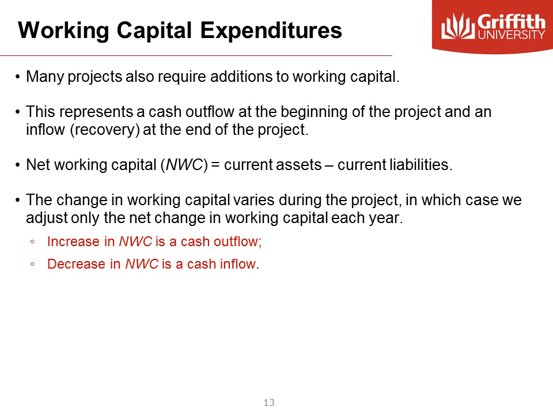Many projects also require additions to working capital in the form of purchase of inventory. These typically represent a cash outflow at the beginning of the project and an inflow or recovery at the end of the project. Unless a business runs 100% on a cash basis, there will always be cash to be received or to be paid in the form of accounts receivable and accounts payable. To calculate the true cash in hand, we must then adjust for changes in the net working capital, which is current assets minus current liabilities. We adjust only the net change in working capital each year, where an increase in net working capital is a cash outflow and a decrease in net working capital is considered a cash inflow.